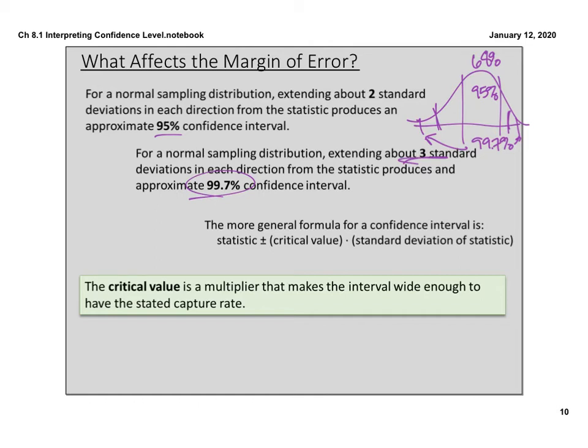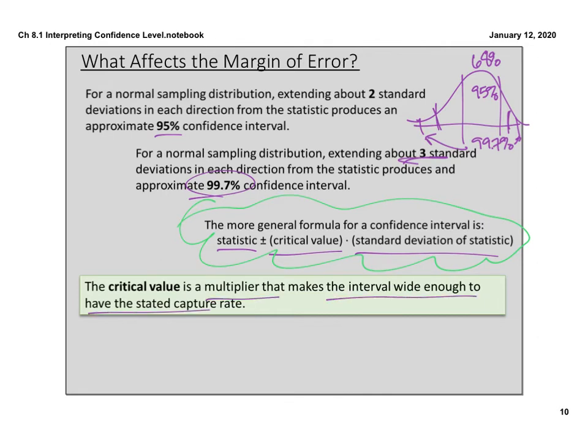It says the more general formula for confidence interval is your statistic plus or minus your critical value times the standard deviation of the statistic. Okay, so that's how we're going to be calculating our confidence intervals. The critical value is a multiplier that makes the interval wide enough to have the stated capture rate.